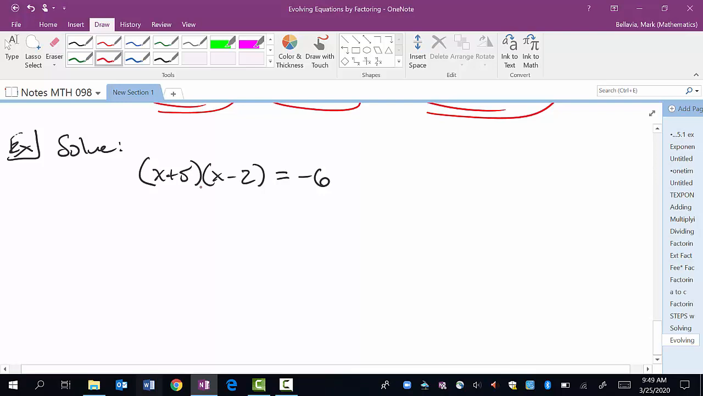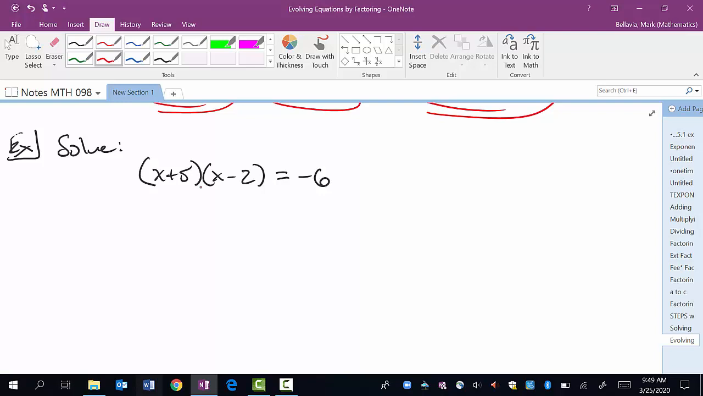So, your first instinct might be to try to set each of these equal to negative 6, but you can't do that. Remember, we only can set factors equal to 0 because the 0 factor property tells us that if 2 things are multiplied together and it's equal to 0, then one of them has to be 0. But here, because 2 things multiplied together give you negative 6, doesn't mean one of them has to be negative 6. You could have numbers that don't fall into that case. So you really do have to get one side equal to 0 first.